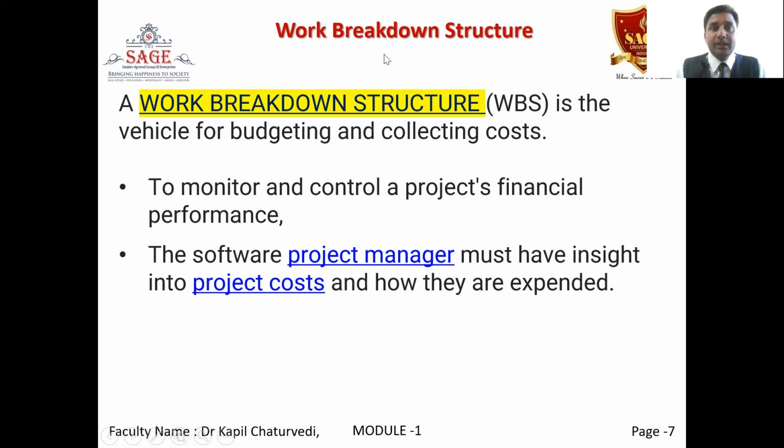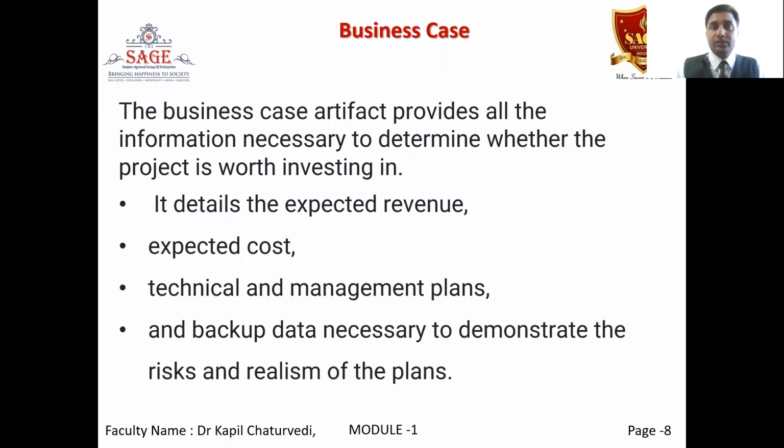A very important point is the work breakdown structure. The work breakdown structure, also known as WBS, is the vehicle for collecting cost to monitor and control a project's financial performance. The software project manager must have insight into project cost and how it is expended. So WBS are the points where we decide at which point we assess our software project.